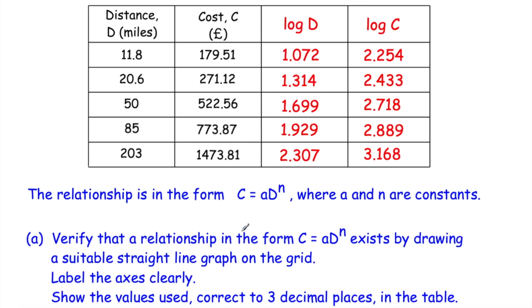And quite often with these log graph questions, that part A is quite similar. Whenever we look at these GCSE Further Maths papers, it's quite similar in terms of the question that you're asked.